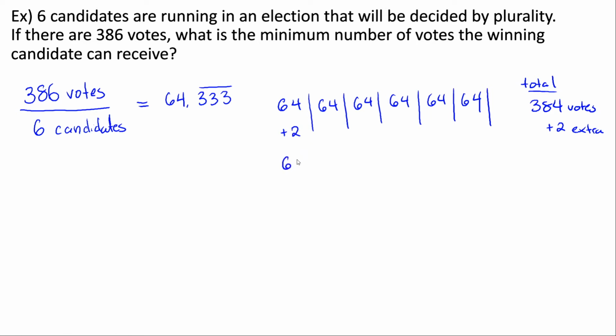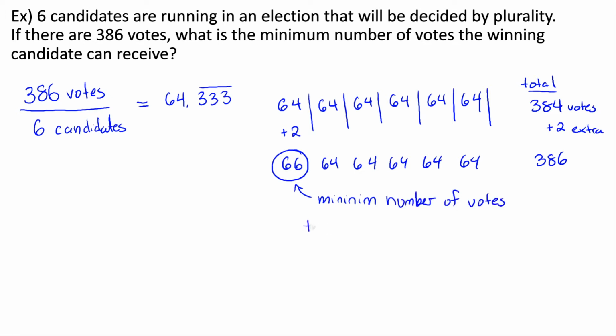They end up with 66. Everybody else ends up with 64. And now we have a total of 386 votes. So 66 votes is the minimum number of votes needed to win this election with plurality. It is possible to win this election with more than 66 votes, obviously, but 66 is the smallest number you can win with, and that would occur in a situation exactly like this one.